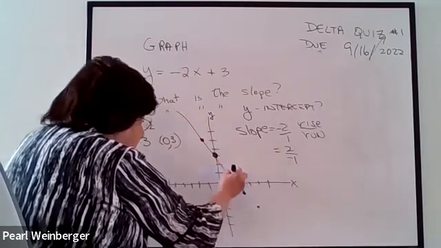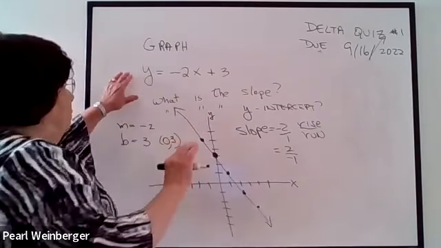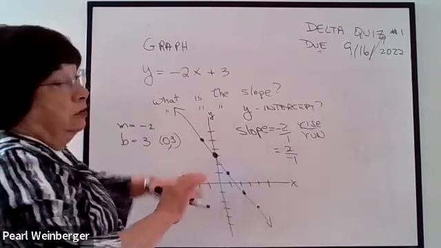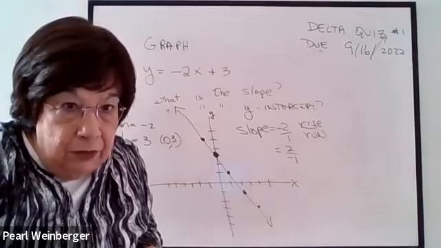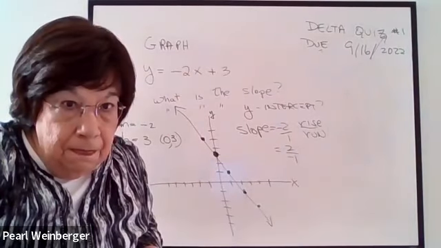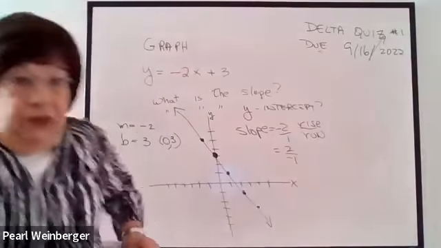Here's what your line looks like. This is the graph using the slope and the y-intercept. Is there anybody who has a question about that? Okay. So what have we seen so far?